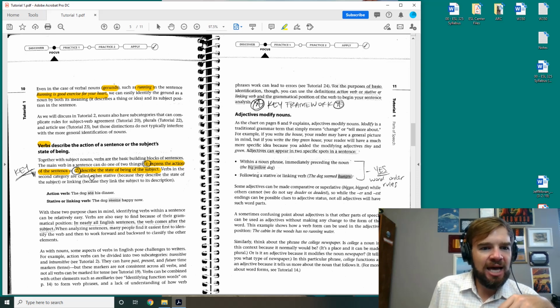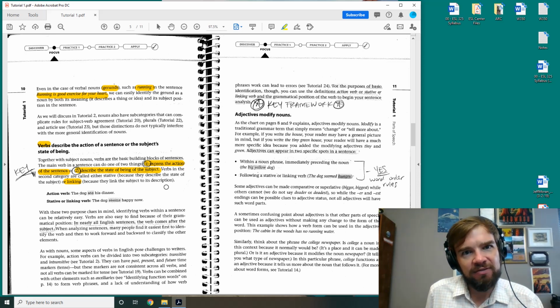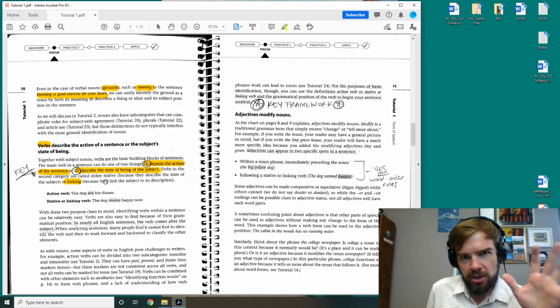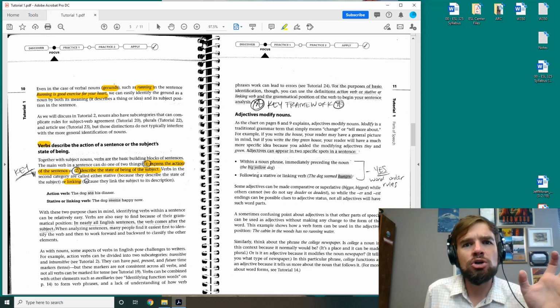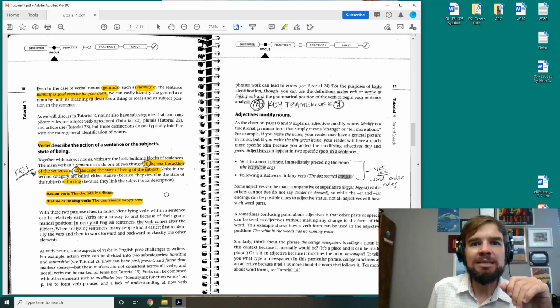Verbs in the second category are called either stative, because they describe the state of the subject, or linking, because they link the subject to its description. Usually I like to use the word linking verb. Each book, each class professor is different, so you might have heard these different terms for the same idea. So here's an action verb. The dog ate his dinner. And here's a linking verb. The dog seems happy.